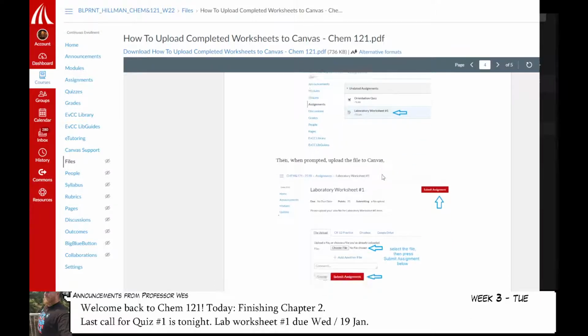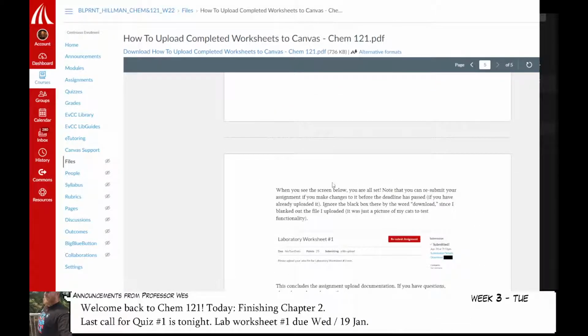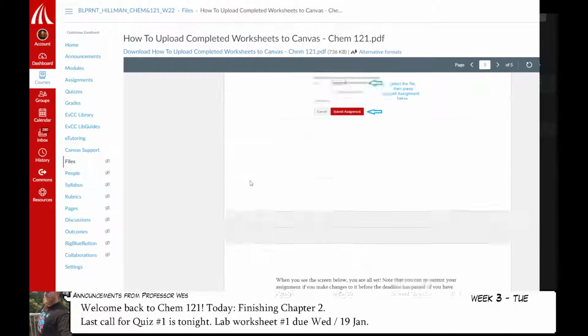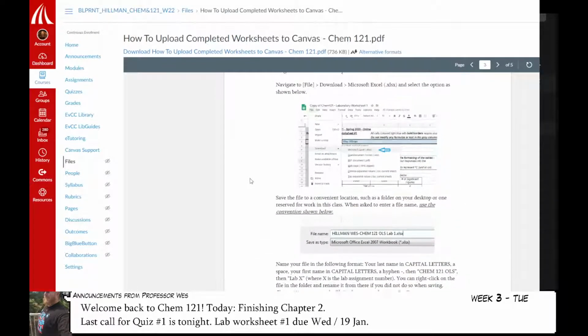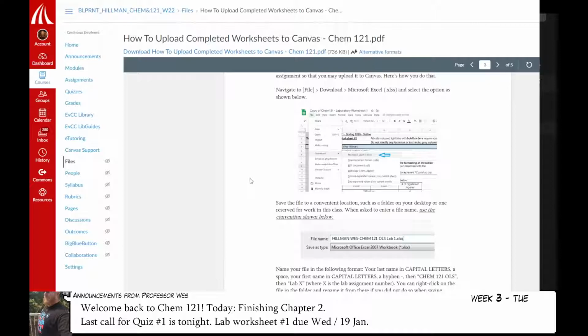And I'm not sure if this is actually mentioned here, but Canvas does not know how to interpret what an Excel sheet is. So when you upload it to Canvas, it's going to look like complete garbage. And all the formatting is going to break, and it's going to look like half of your information is missing. That is okay. Do not worry. Okay?